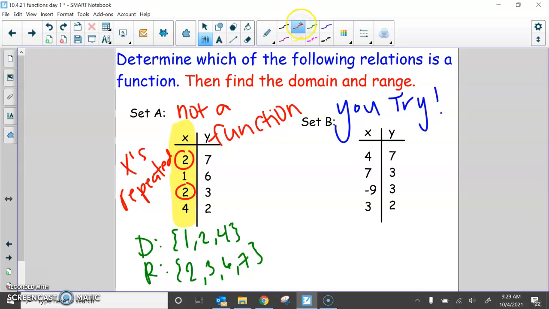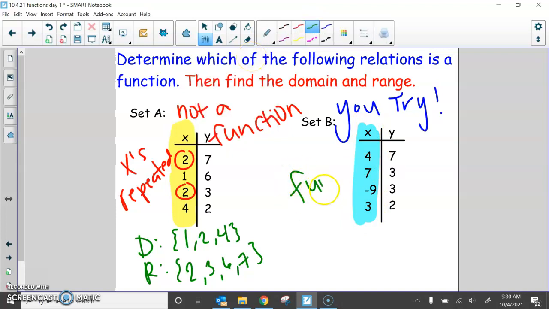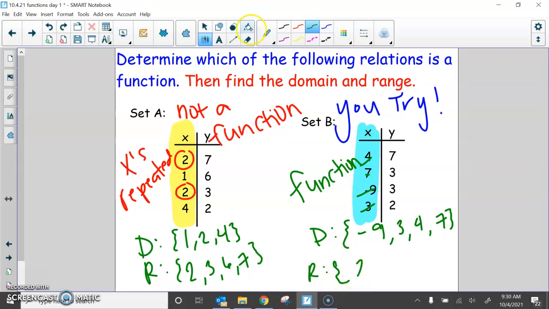So you should have paused the video by now, and you should have figured out that by looking at the x's right here, this one is a function. It is a function because 4, 7, negative 9, and 3, none of those numbers repeat. Your domain, smallest to largest, should be negative 9, then 3, then 4, then 7. Your range should be a 2, a 3, and a 7.